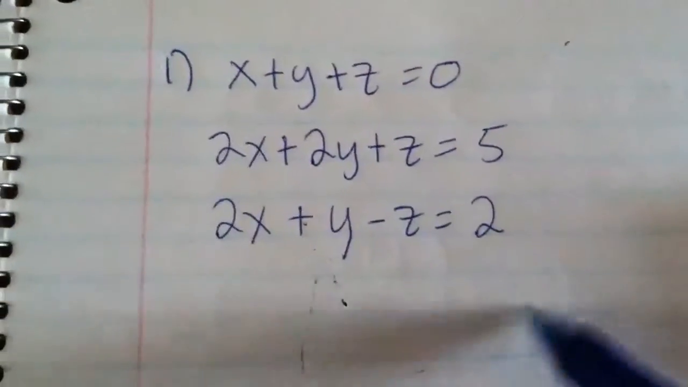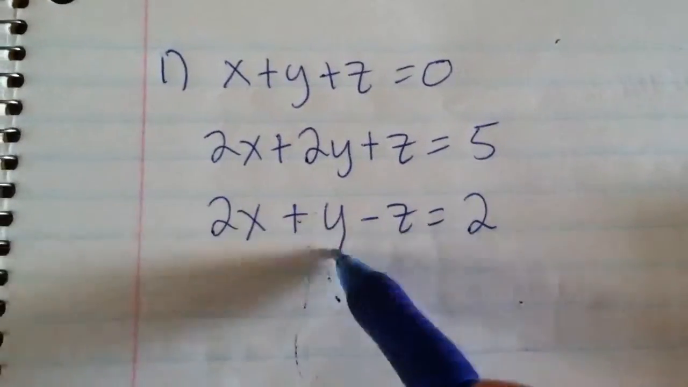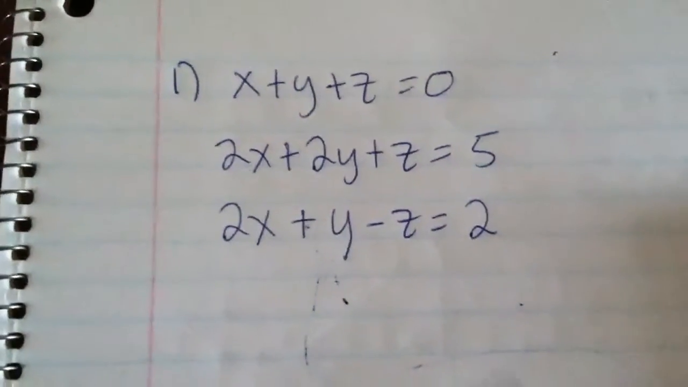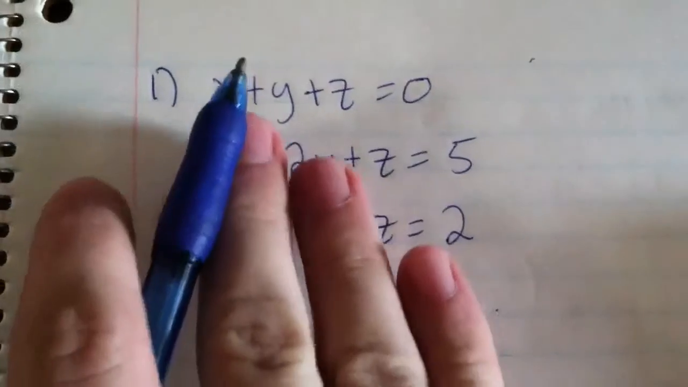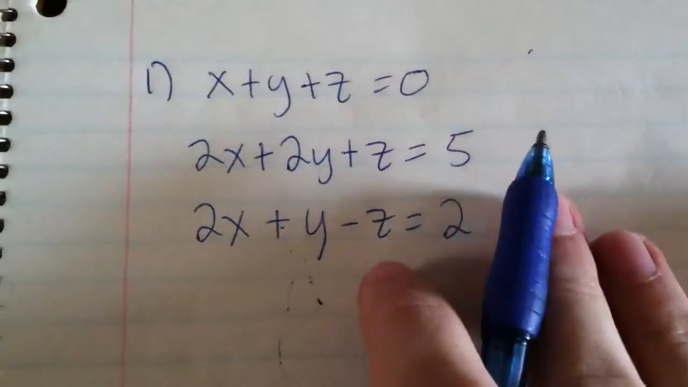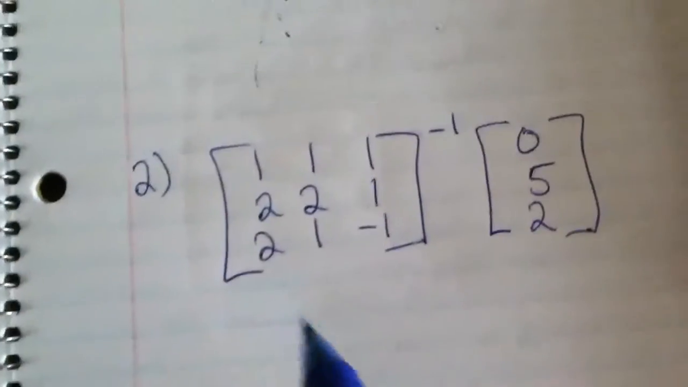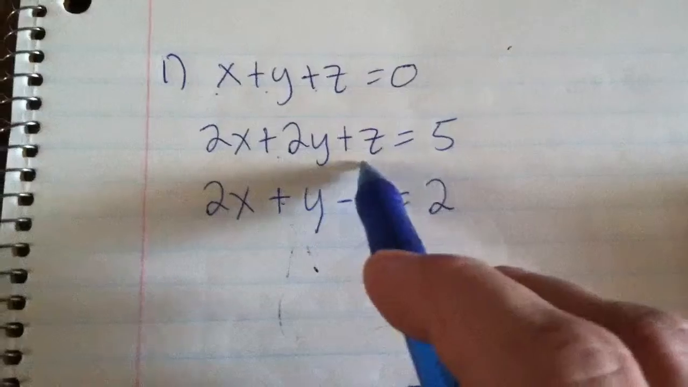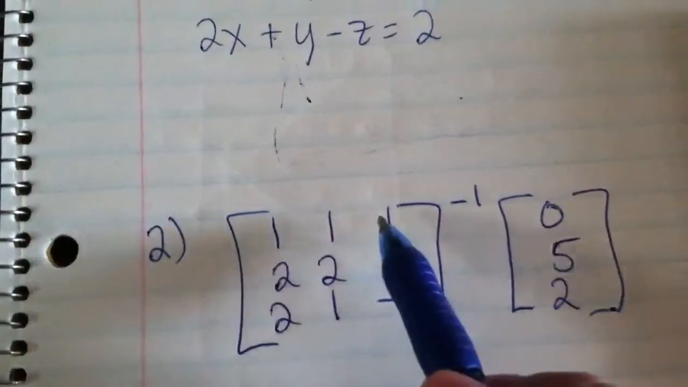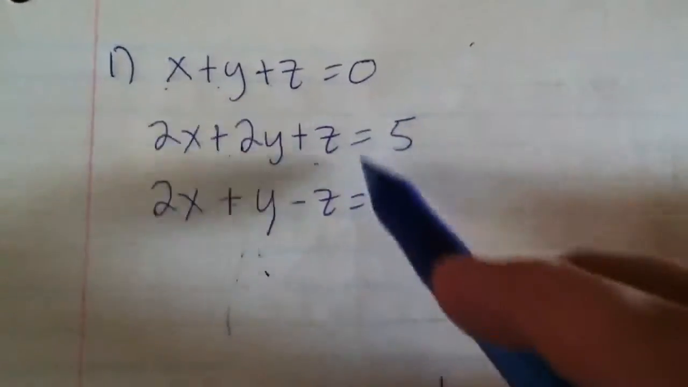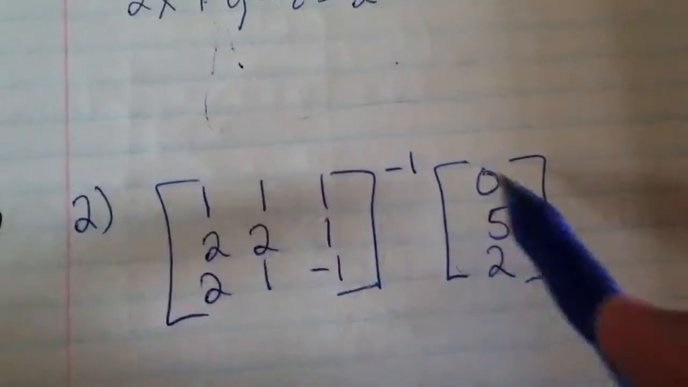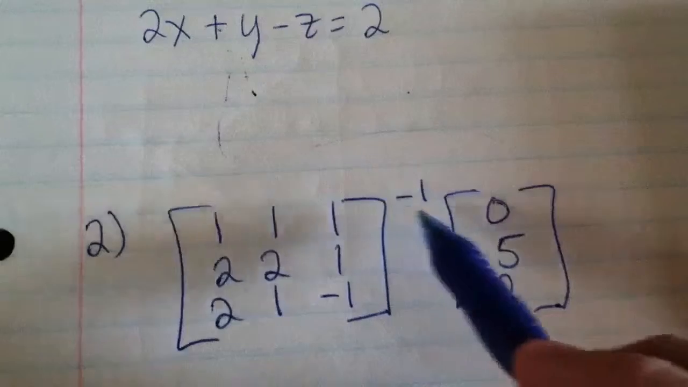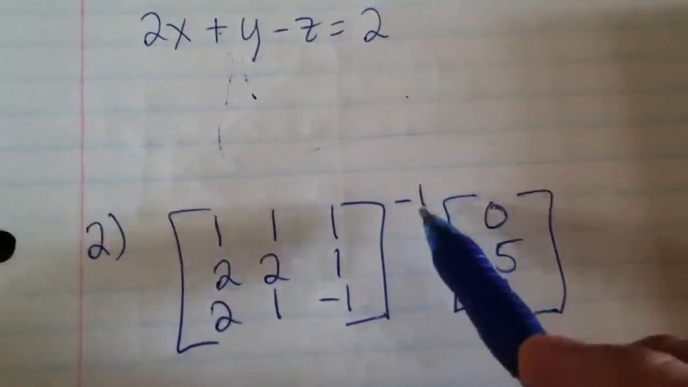So basically we want to get these letters by themselves, right? It's a complicated way of thinking of it, but we can divide all of the numbers over. That's what we're going to use matrices for. So what we do is we take all the front numbers, 1, 1, 1, 2, 2, 1, 2, 1, negative 1, and we make them into a box. And then we take all the numbers after the equal sign, and we make those into a box. And then we just have this negative 1, which is a math way of saying dividing.